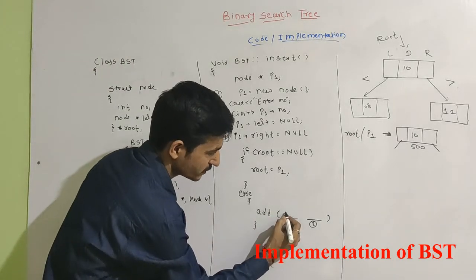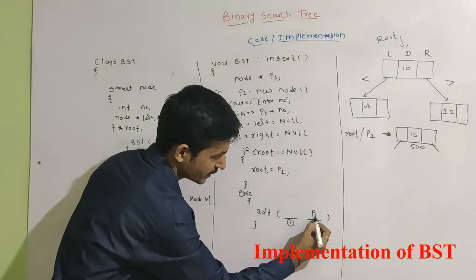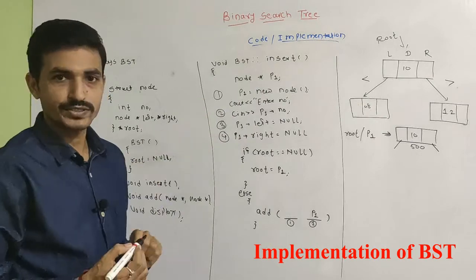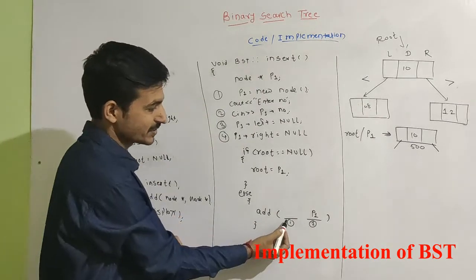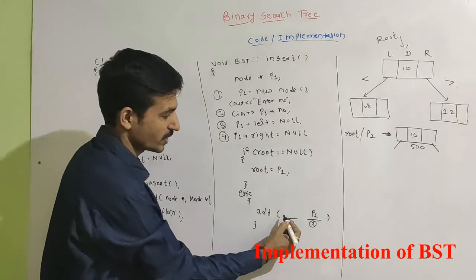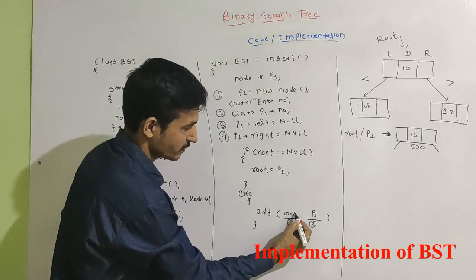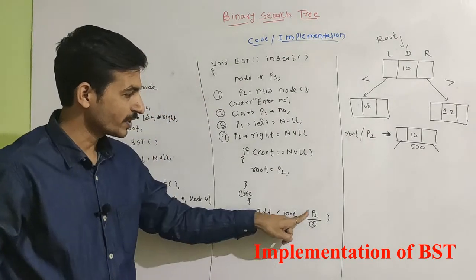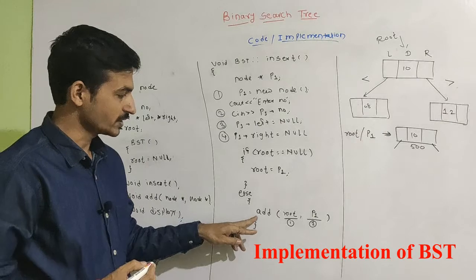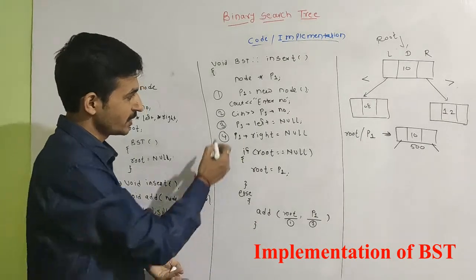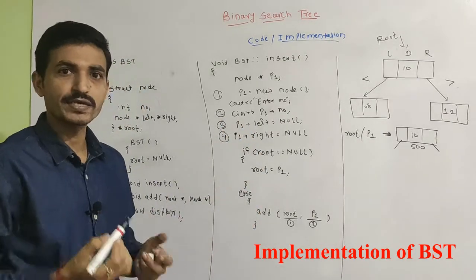Here I will pass the node that I created, that is P1. This node I want to insert, and the point from which I'll insert is root. So here you can write root. Root is the starting point and this is the node that I want to add or insert inside the tree. This function I can repeatedly execute many times.